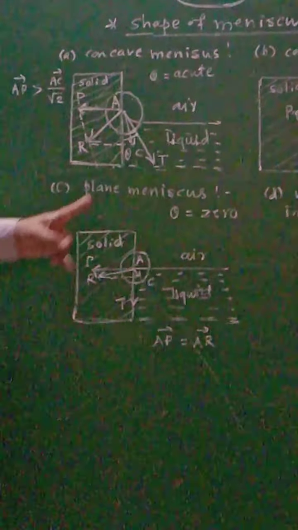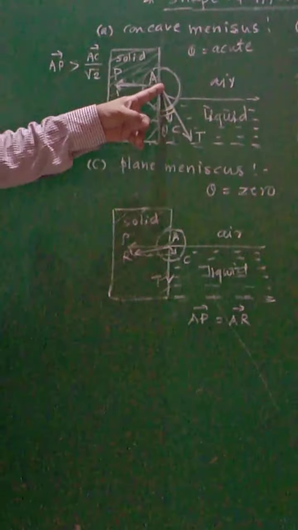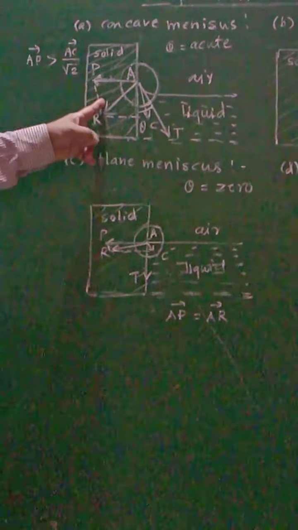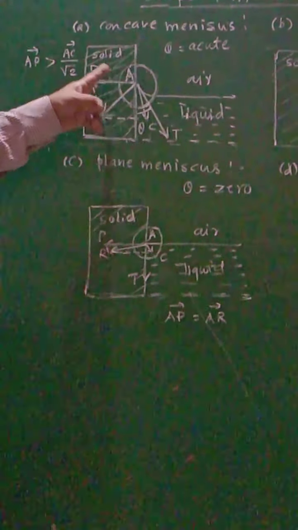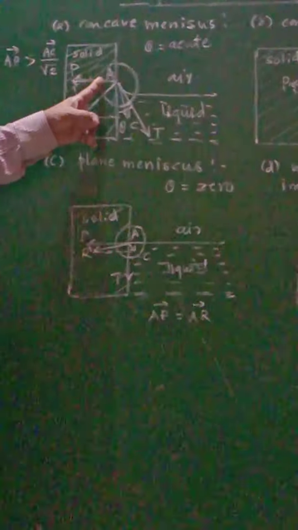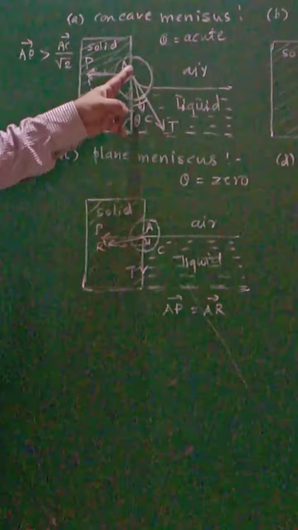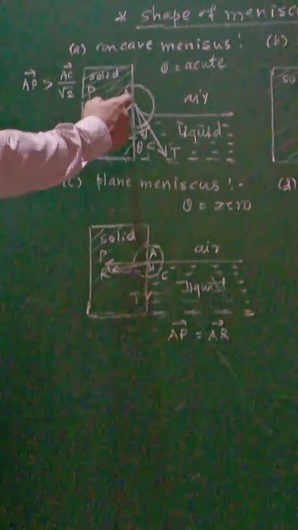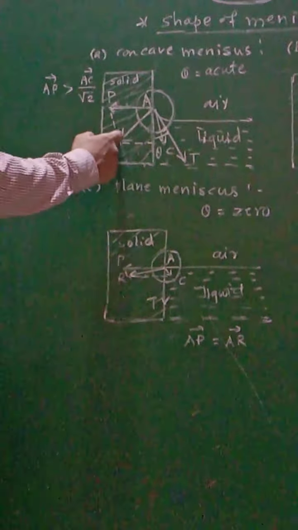So in the first case, if you consider molecule A as it is acted upon by these two forces AP and AC, here the liquid which we have considered is partially wetting the solid, and therefore force AP will be larger as compared with force AC, and hence by completing this parallelogram we can find out the resultant of these two forces, that is AR.